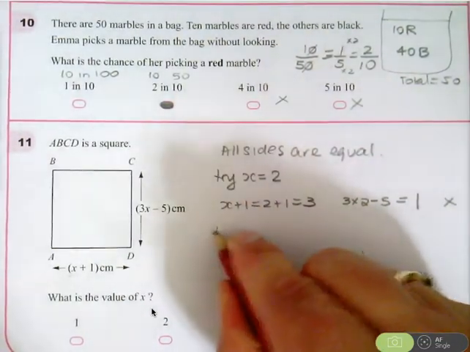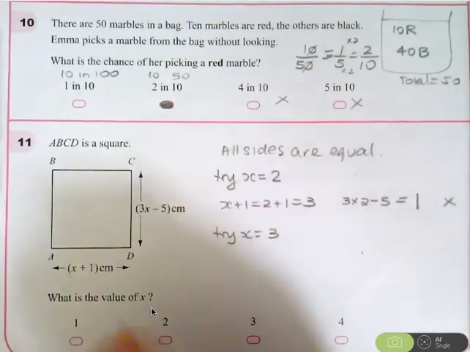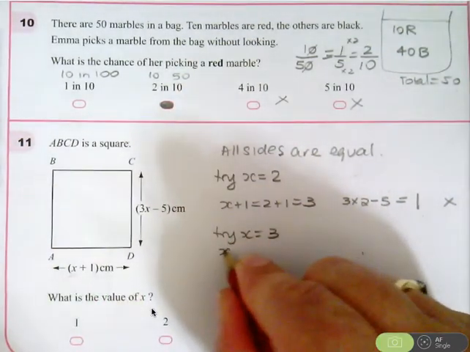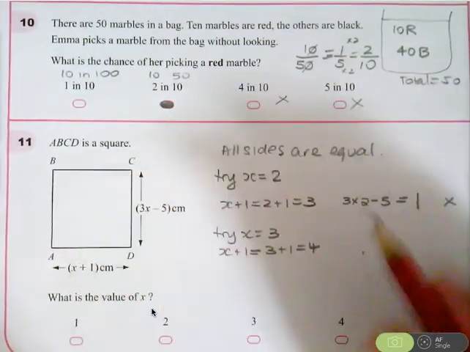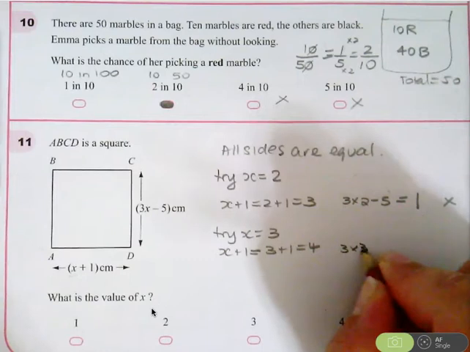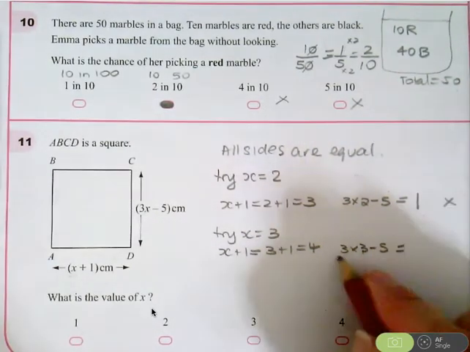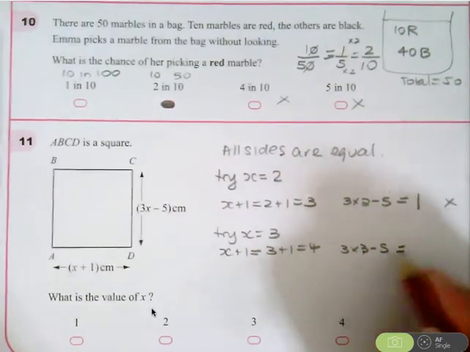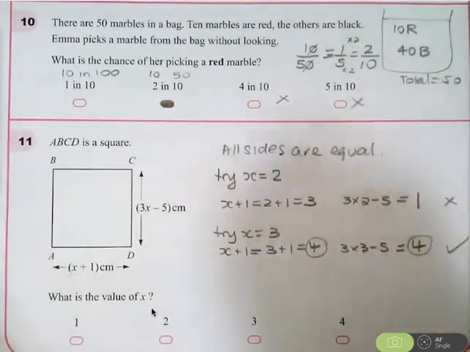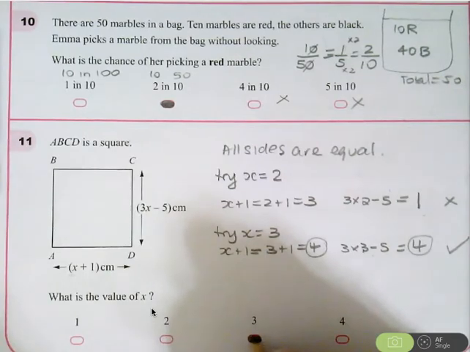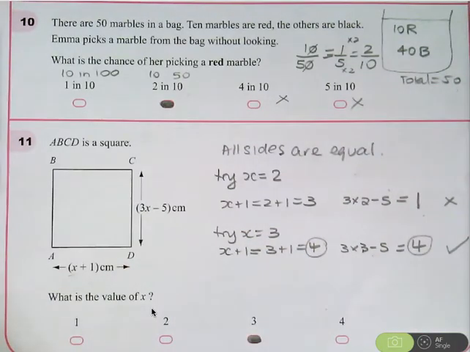I can try x is 3. So if I put 3 in here, I get x plus 1 is 3 plus 1, which is 4. And on this other side, I get 3 times 3 minus 5. So 3 times 3 is 9. Take away 5 is 4. Now those two answers are the same. So my answer must be x equals 3. Now that's doing it by guess and check.